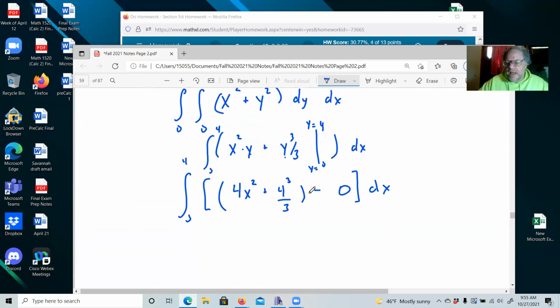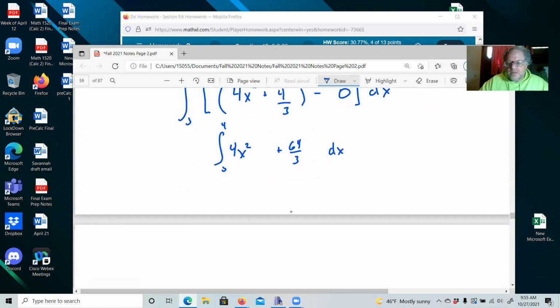Now we have to integrate with respect to x. 4 cubed is 64, so it's 64 thirds, plus we have a 4x squared, integrating with respect to x dx. Integrating 4x squared is going to be 4x cubed over 3 plus 64 thirds times x, because it's constant and we raise the power up by 1 when we integrate. We're going from 0 to 4.